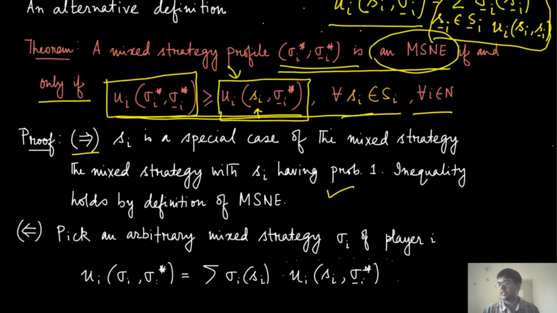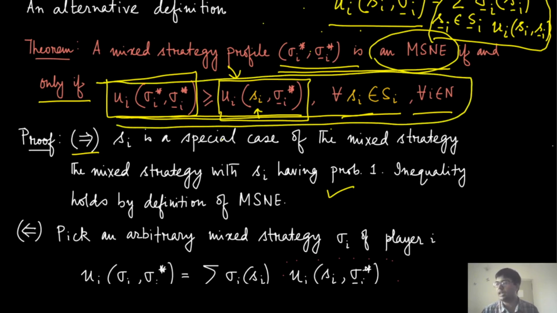The reverse direction is the if direction. There we will be given this condition, and we'll have to show that sigma i star and sigma minus i star, this strategy profile, is actually a mixed strategy Nash equilibrium.